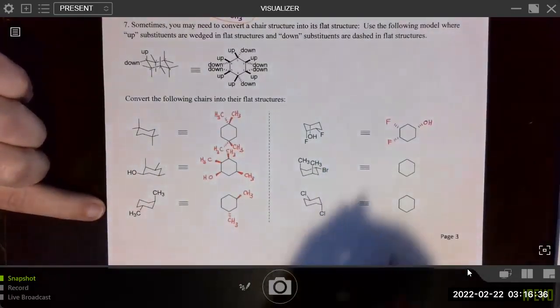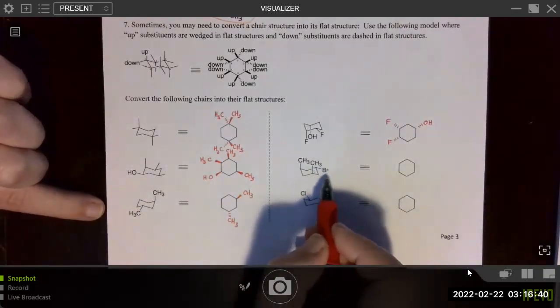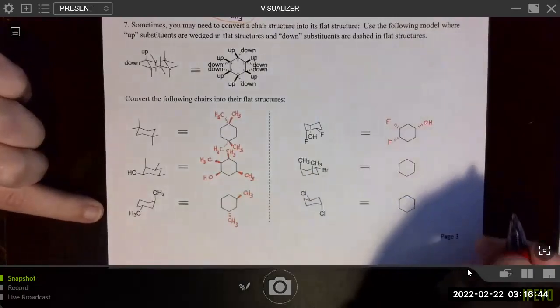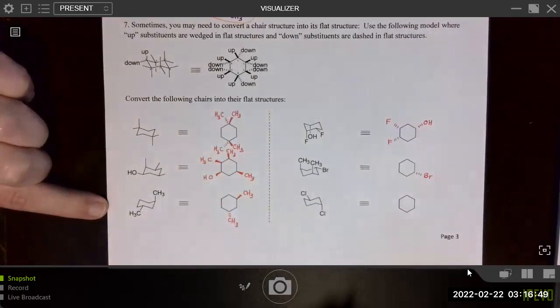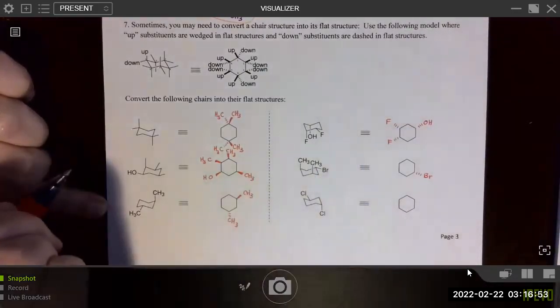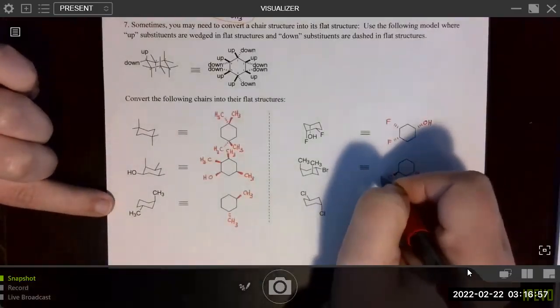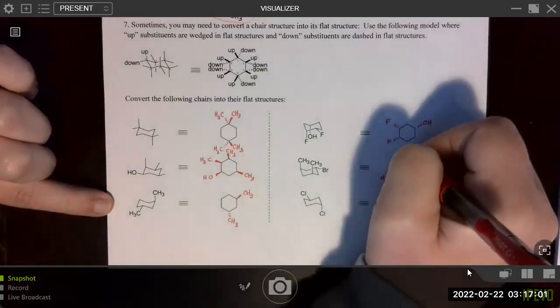Okay, moving on to this one. Let's start with the bromine. I can start anywhere I want, so I'll start with the bromine. I notice that this bromine is down. So I'm going to put this bromine here. And then I'm going to go clockwise, and I'm just going to skip 1 carbon, do a methyl that's up. And then I can skip 1 carbon and do another methyl that's up.